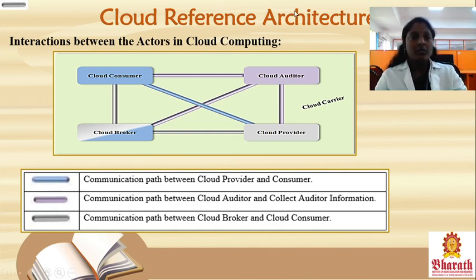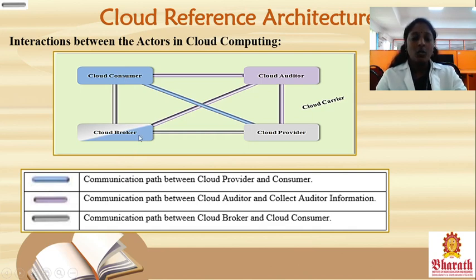Cloud reference architecture. This diagram actually shows the interactions between the actors in cloud computing. So here we have a cloud consumer and we have a cloud provider. The cloud consumer can directly go to the cloud provider for taking the service, or they can go to the cloud broker. And the cloud broker, who gives the services to the consumer, should also go for auditing the services which are given to the user by them.